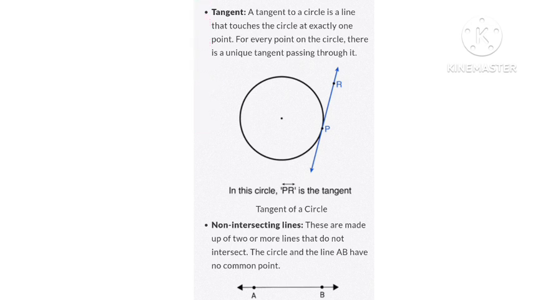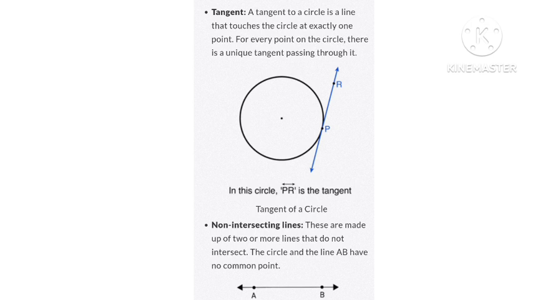And the last is the tangent. The definition of a tangent is that a tangent to a circle is a line that touches the circle at exactly one point. Here you can see the line touches the circle, not inside. This is not a tangent. A tangent is a line which touches the circle at exactly one point. For every point on the circle there is a unique tangent passing through it.